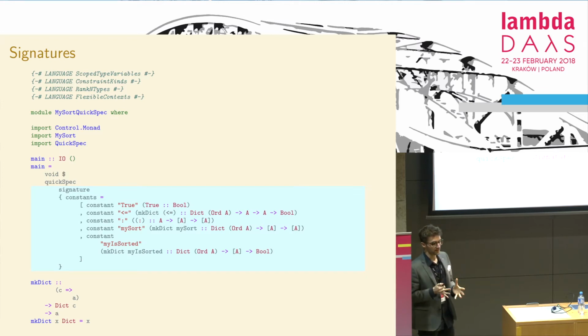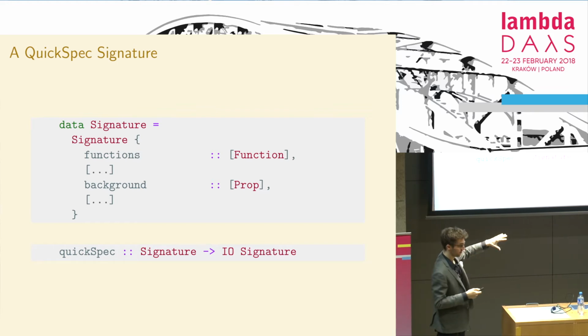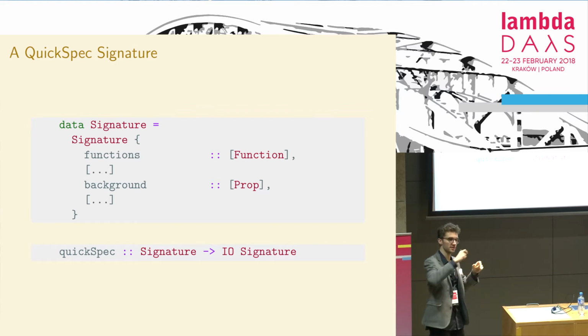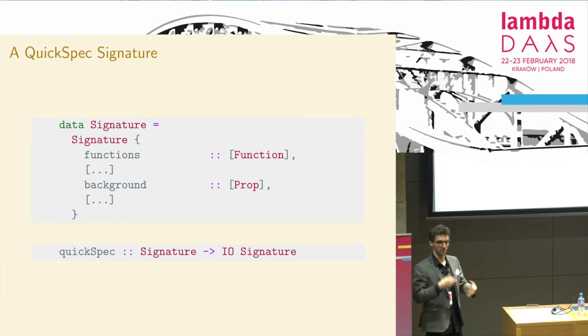The input that QuickSpec needs is called a signature, and it contains these functions, which are the functions that are in scope that you want to get the properties about. And it has this background where you can already tell QuickSpec about properties you already know about, so that QuickSpec can then do some optimizations and also not rediscover those properties. And then the main QuickSpec function is of type signature to IO signature, which is where it will find the properties of all of your functions and then put them in the background field of the signature. And the reason this is the way it works is because then you can combine the results of multiple QuickSpec runs sequentially.